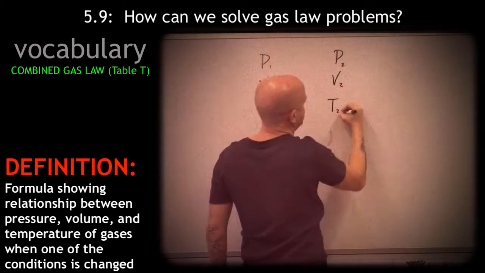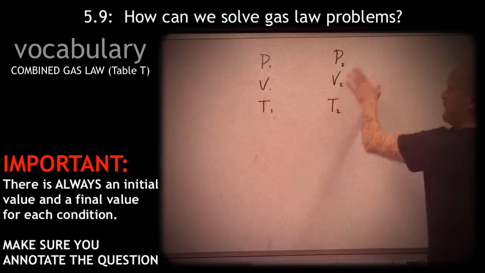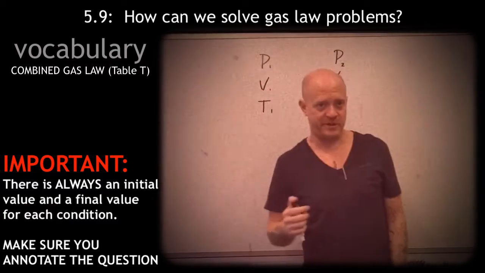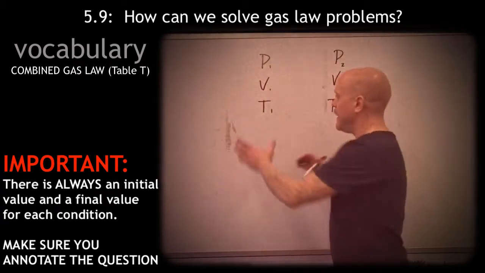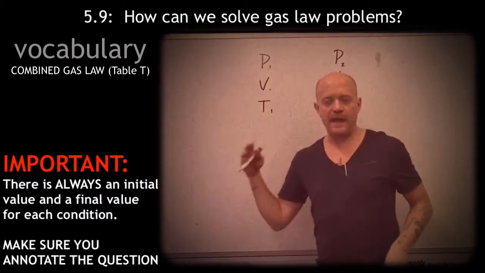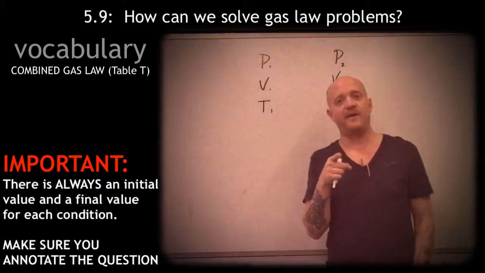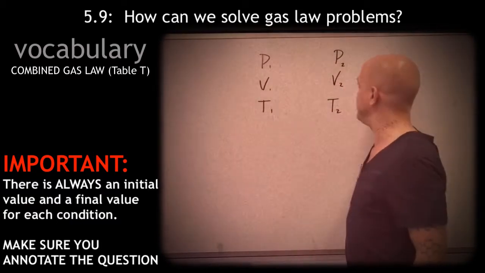And then a P, a V, and a T with a 2. You have to have an initial pressure and a final pressure, initial volume, final volume, initial temperature, final temperature. Basically, this is telling you what's going to happen if you change the conditions of a gas sample. Since they're all interrelated, as we're going to find out in our lab, if you change one, something's going to happen to the other.